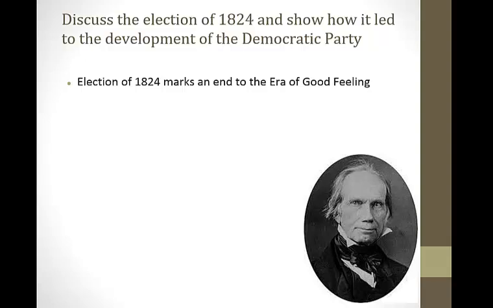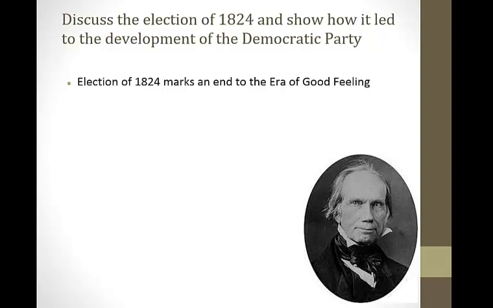So in this learning objective, we're going to discuss the election of 1824 and show how it led to the development of today's Democratic Party. The election of 1824 reflects the end of the Era of Good Feelings, when one political party rule of the nation's federal government had passed.